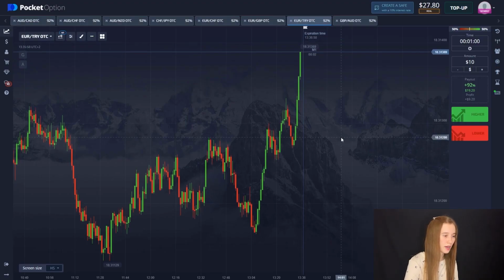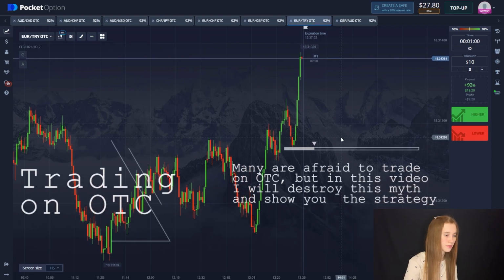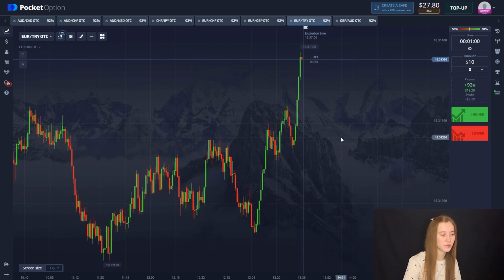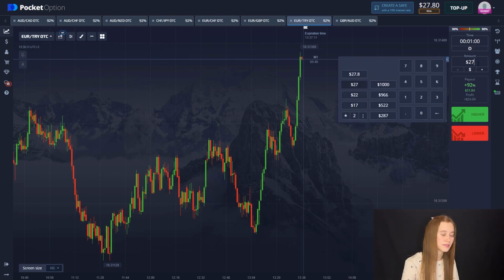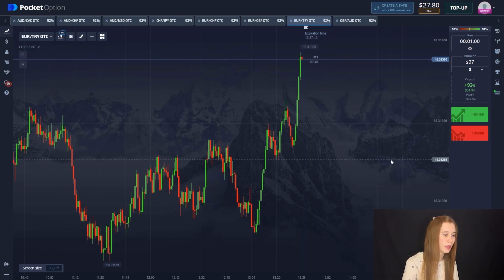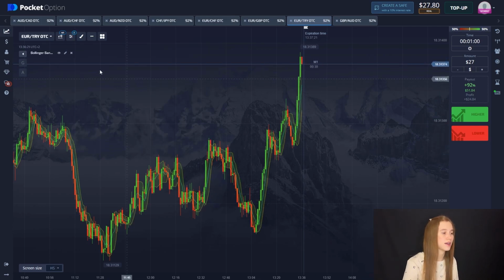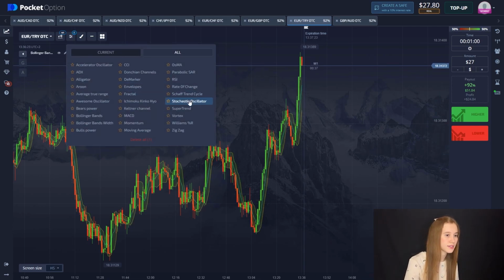So, the concept is OTC. Let's trade this weekend and we will open deals as usual for the maximum deposit amount. Let's put out $27 right away. Trades will be opened on the one-minute time frame. And today we'll use these indicators. The first is the Bollinger Bands and the second is the stochastic oscillator.